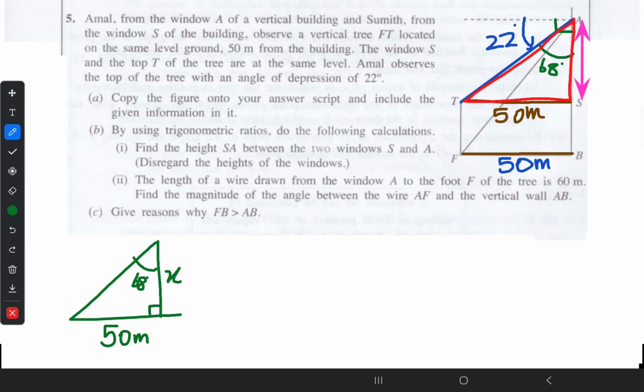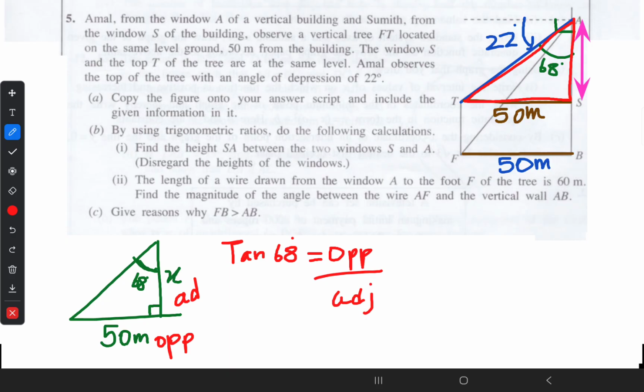So in this triangle, let's consider this 68. For 68, x is the adjacent side, 50 is, this is the adjacent side, this is the opposite side. So the ratio relating opposite and adjacent is tan. Tan 68 is the opposite side divided by the adjacent side.